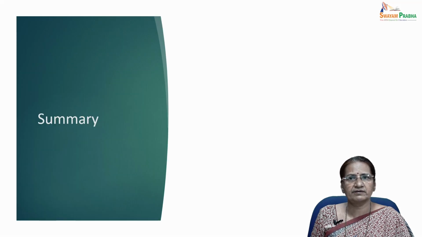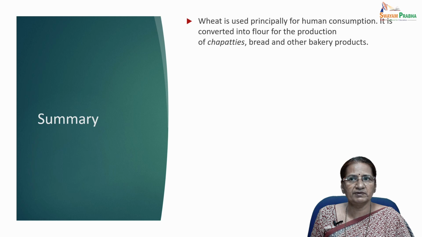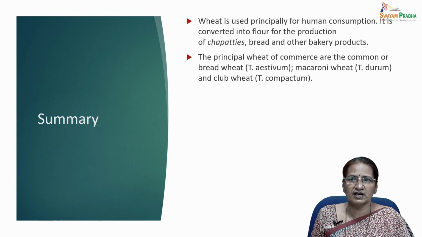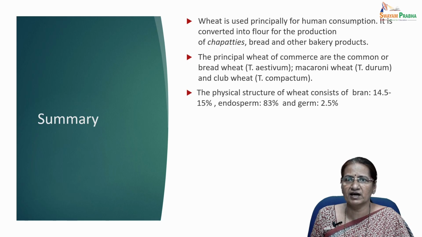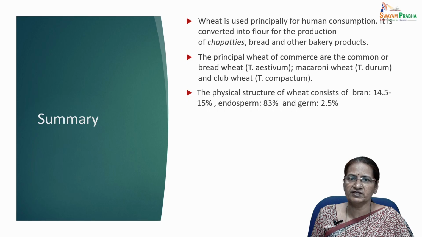Now let us summarize. Wheat is used principally for human consumption. It is converted into flour for the production of chapatis, bread, and other bakery products. The principal wheats of commerce are the common or bread wheat, Triticum aestivum, macaroni wheat, Triticum durum, and club wheat, Triticum compactum. The physical structure of wheat consists of bran 14.5 to 15%, endosperm 83%, and germ 2.5%.